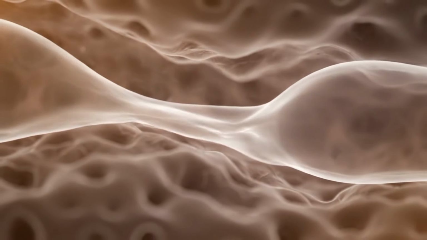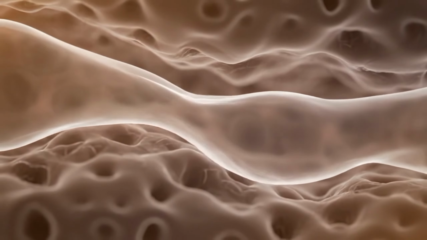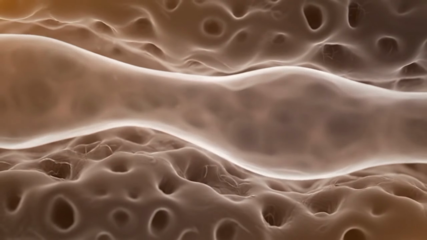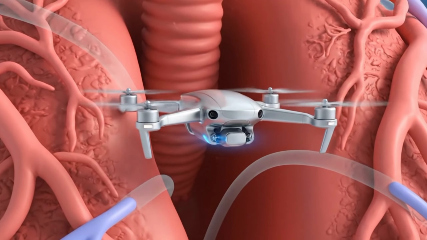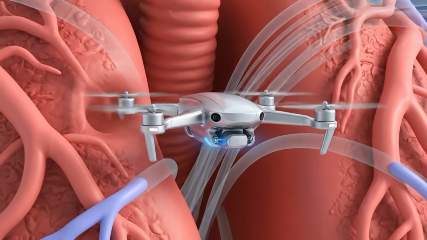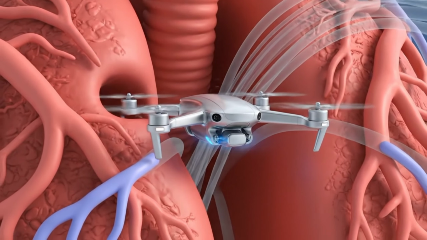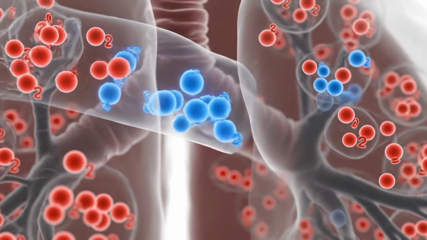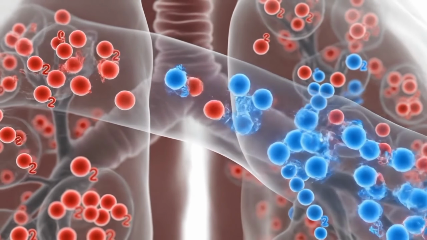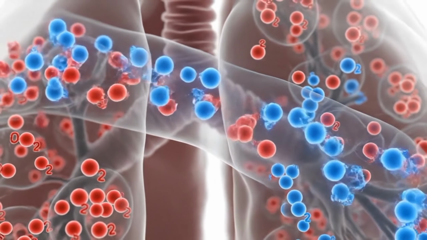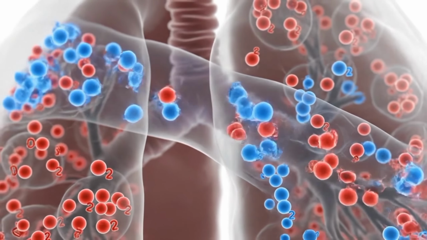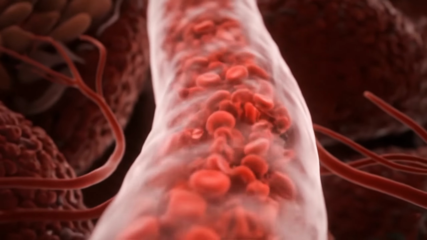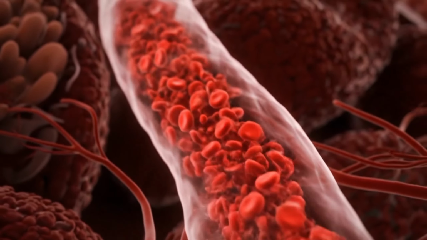Surfactant lowers surface tension, preventing alveolar collapse. Bronchial diameter controls airflow resistance inside the lungs. Thin alveolar membranes maximize diffusion efficiency. Thin walls speed gas transfer. Blood oxygen levels remain stable through continuous respiration.